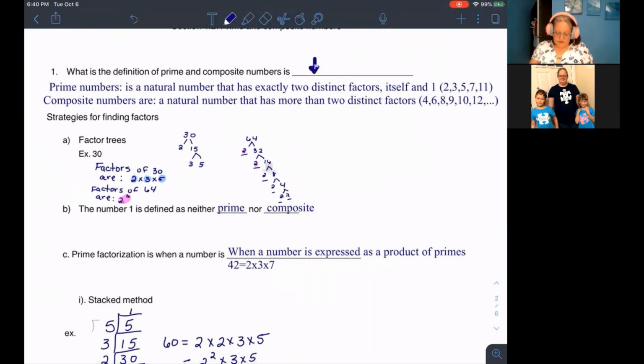All right, so A says factor trees, example 30. So in order to create a factor tree, you're finding all the different factors that make up that number.